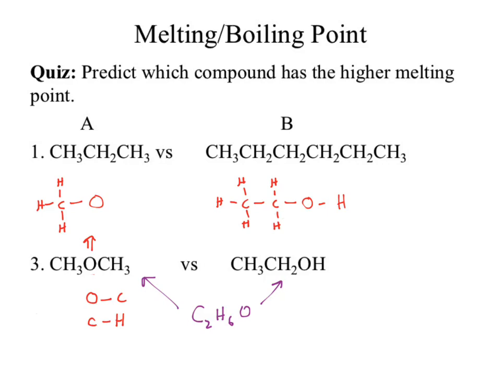Carbon comes in with 4. There's 2 of them, so we get 8. Plus hydrogen has 1. There's 6 of them. Plus oxygen has 6, which gets you a total of 20. If we look at the current structure on the right, we've got 2, 4, 6, 8, 10, 12, 14, 16.